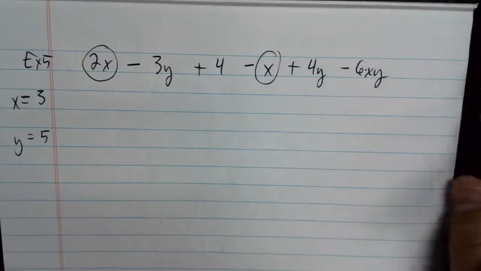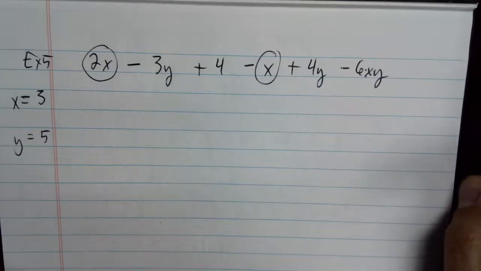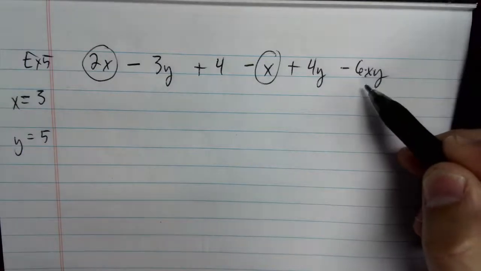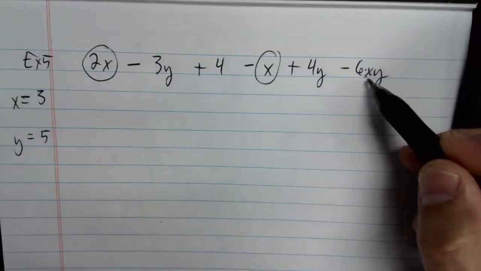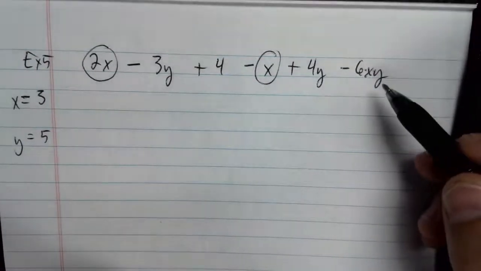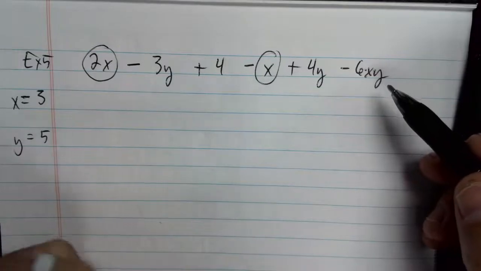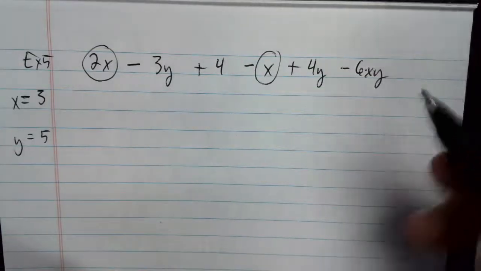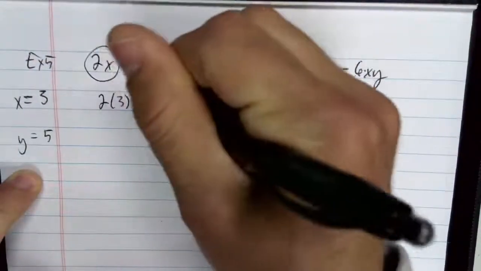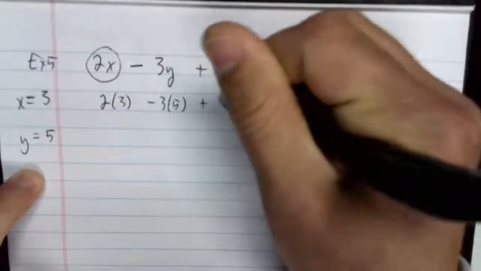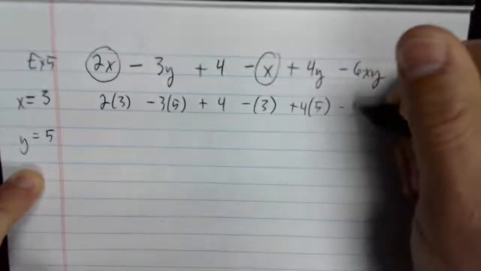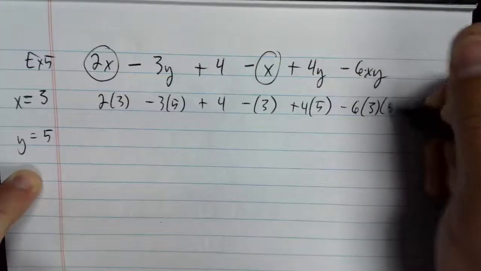What if X equals Y? If x equaled y, then it would be simpler. But we don't know that, and that's the purpose for using two different letters: they're potentially different values. Again, the reason for using a variable is that it represents a quantity that we don't know the value of yet, or a quantity that can change. So, if x was 3 and y was 5, then I'd have 2 times 3 minus 3 times 5 plus 4 minus 3 plus 4 times 5 minus 6 times 3 times 5.